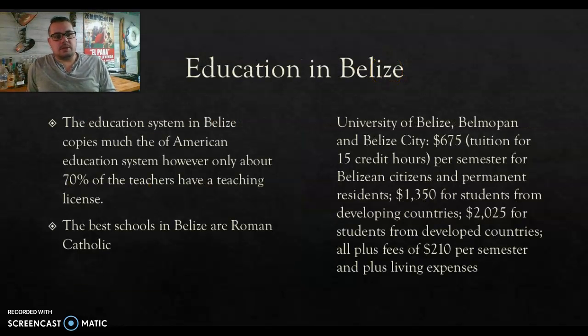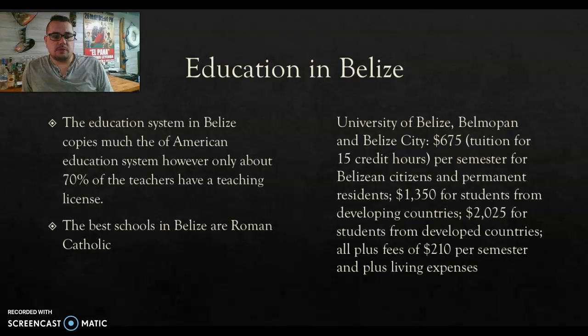Education system in Belize. It is very affordable. You can see over here on the right of the screen that if you are a Belize citizen or a permanent resident, the tuition is only $675 for 15 credit hours at the university, which sounds fantastic to all of us. But again, when you look at the per capita income, it's only just under $5,000. It's still a lot of money.